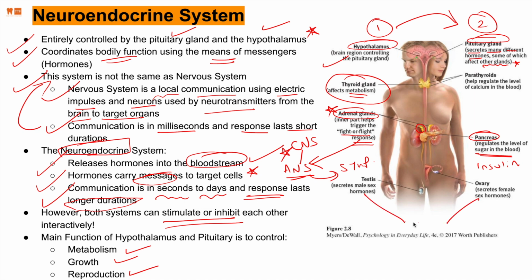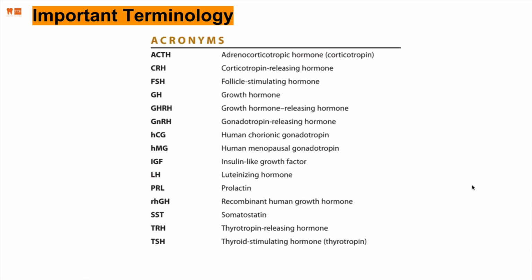This is going to be in our androgen lecture, which is testes and ovaries. It's male sex hormones and female sex hormones. Okay, moving on to important terminologies. Remember, at the beginning of the lecture, we came up with a few of these. So let's find out what they mean, right?